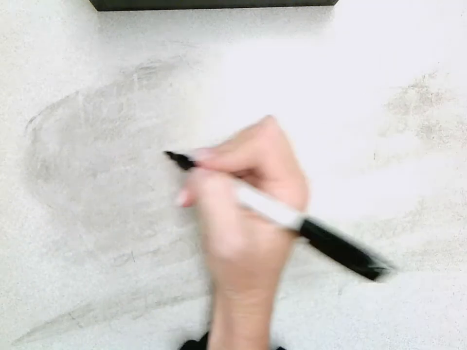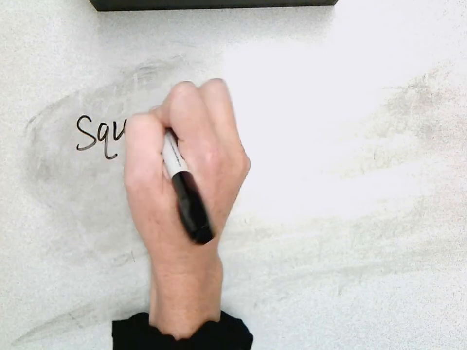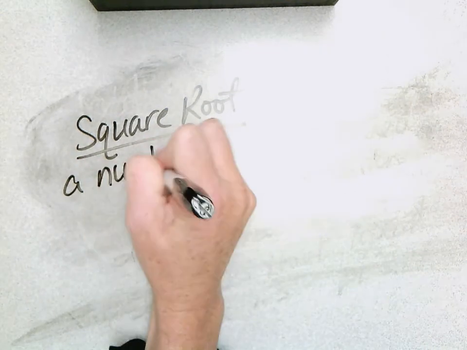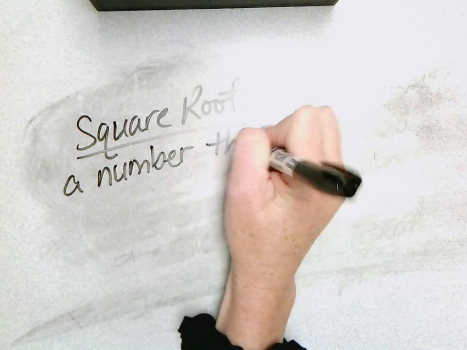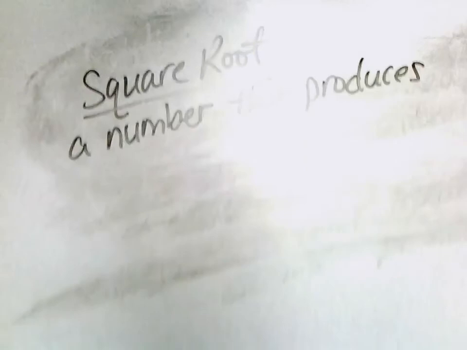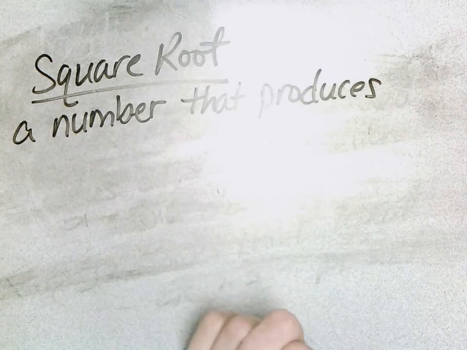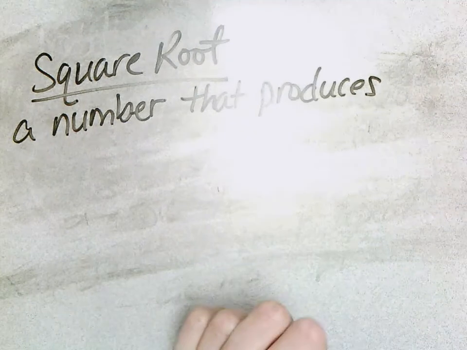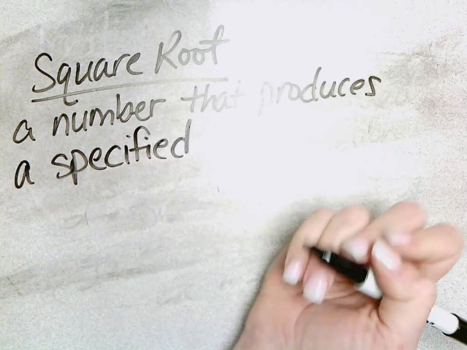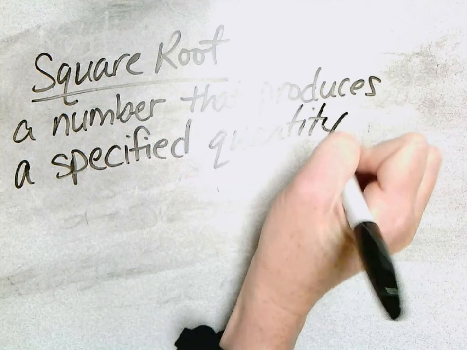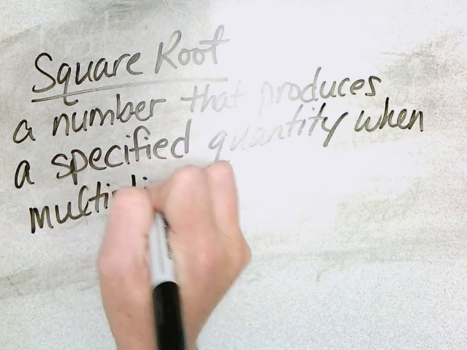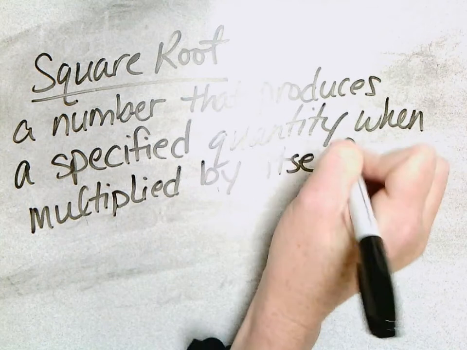Okay, so last is a square root. This is a number that produces a specified quantity when multiplied by itself. Okay.